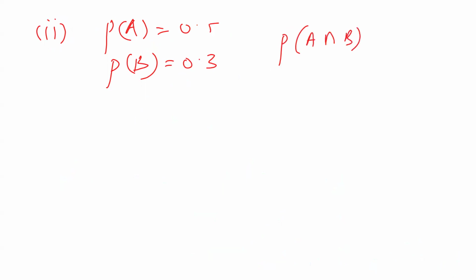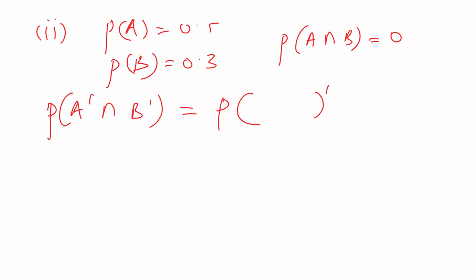P of A is equal to 0.5. P of B is equal to 0.3. A and B are exclusive events, so P of A intersection B is equal to 0. Neither A nor B is occurring is A dash intersection B dash. Take complement common, intersection changes to union. De Morgan's law.